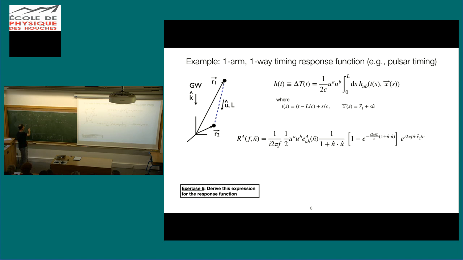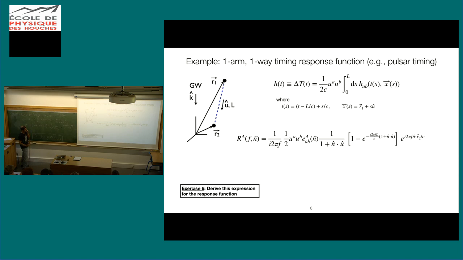Okay? Now this is a very easy integral to do, right? It's just an integral of an exponential, which is just 1 over i 2 pi f over c, 1 over 1 plus n dot u hat, integrated from 0 to L. So we're going to have exponential, I'll just write it, e to the i 2 pi f L over c (1 plus n dot u) minus 1.